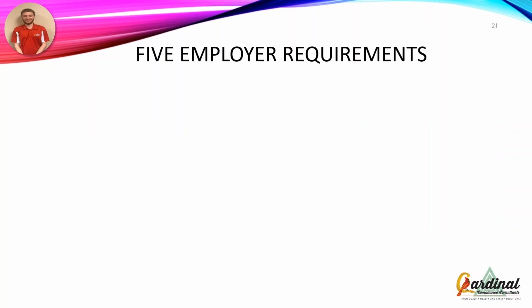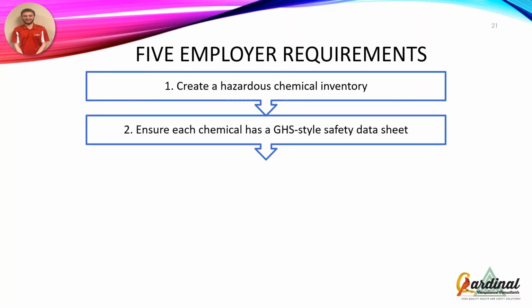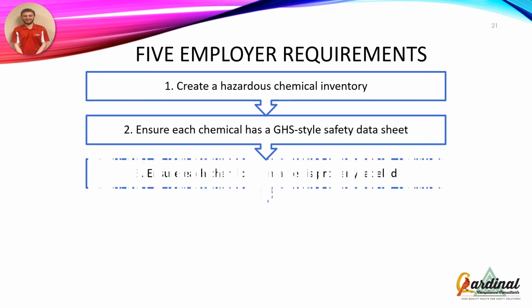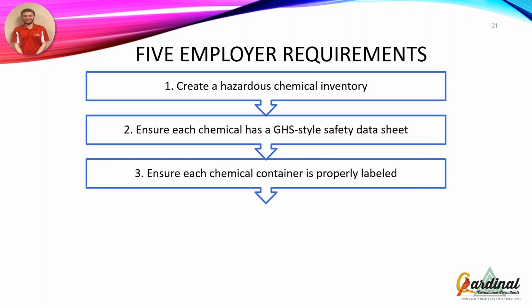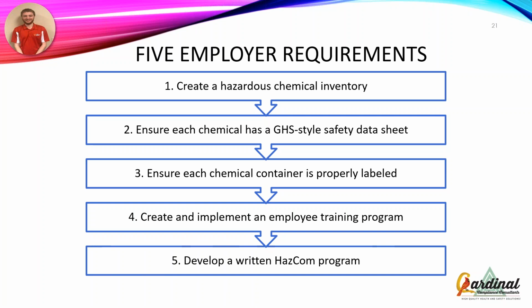Okay. So now we're going to talk about the 5 employer requirements. As an employer, what are you required to do? The first one, you have to create a hazardous chemical inventory. All right, we'll get into that. You have to ensure each chemical has the new GHS-style safety data sheet. We have to ensure each chemical container is properly labeled. Remember, once again, in 2012, we changed those labeling requirements. We need to create and implement an employee training program. How are we going to train our employees? How are we going to keep them safe? Let them know what they need to do in an emergency situation, or how to even use those chemicals throughout the day. And then we have to develop a written HAZCOM program as well.